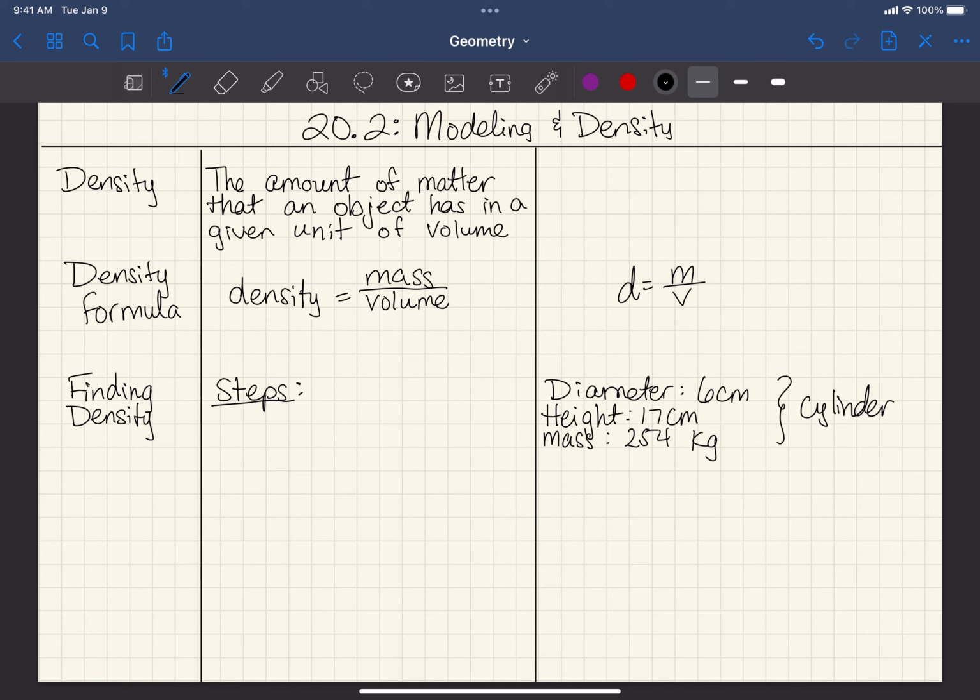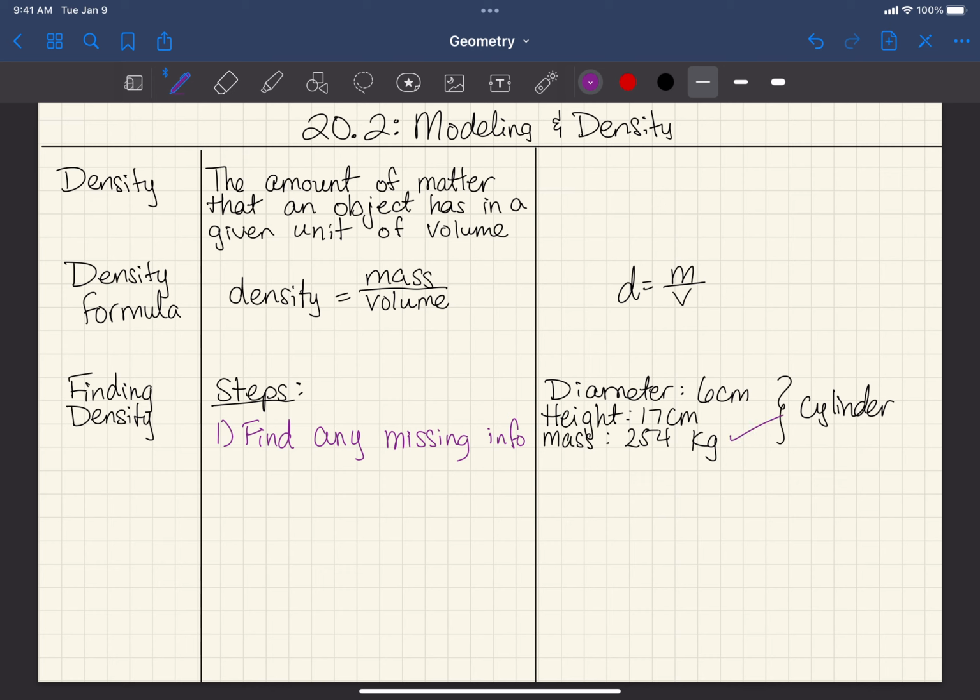Okay, so we're going to go ahead and just start finding the density problem. So you can see here my problem is a cylinder. It has a diameter of 6 centimeters, a height of 17 centimeters, and the mass is 254 kilograms. So my first step is going to be find any missing information. Okay, so the first thing I need to notice is that the density is equal to mass over volume.